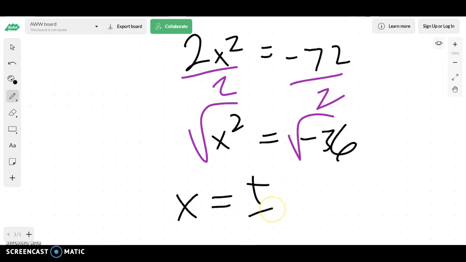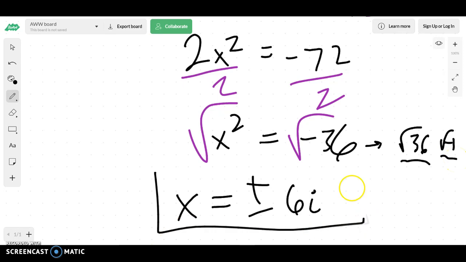plus or minus. And again, we can do the same trick we did last time, where we say, well, this is the square root of 36 and the square root of negative 1. So that would be just 6i, because the square root of 36 is 6, and the square root of negative 1, we just call it i. And that would be our answer.